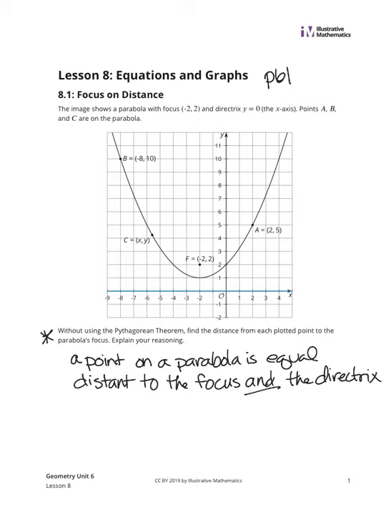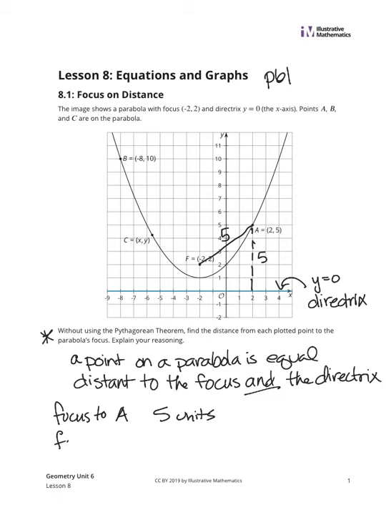So the directrix is usually easy. We just count our spaces. So right here is our y equals 0, which is the x-axis, and this is our directrix. So for example, A is 1, 2, 3, 4, 5 units above my directrix. It's got a distance of 5. So I know the distance between A and the focus has to be 5 as well. I don't need the distance formula or the Pythagorean theorem to find that. So the focus to A would be 5 units.